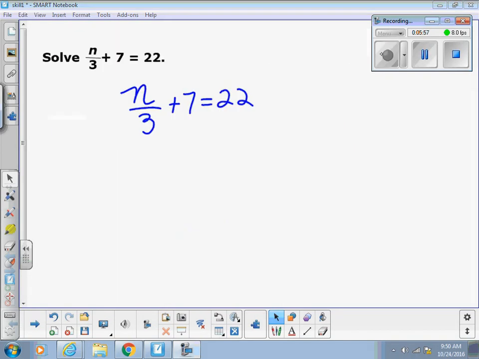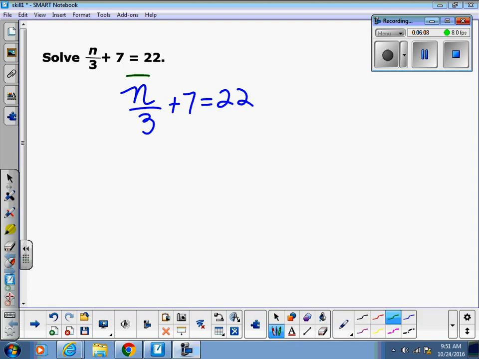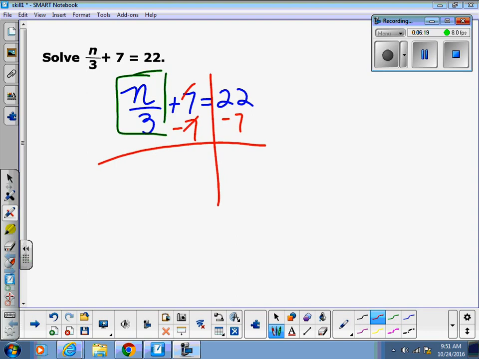All right, so here we have a new equation. Go ahead and read it normally. So this is saying n divided by 3 plus 7. So again, remember whatever's together with the variable, we want to go ahead and do that last. So the division we will do last. First thing, let's do the addition. So this cancels. So here we are left with 15.